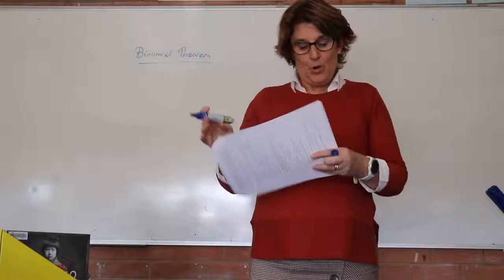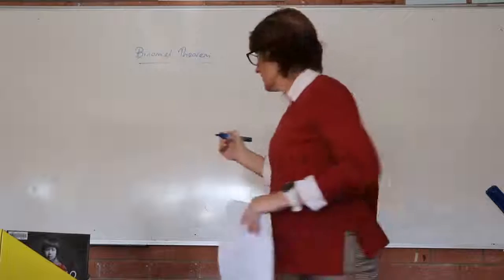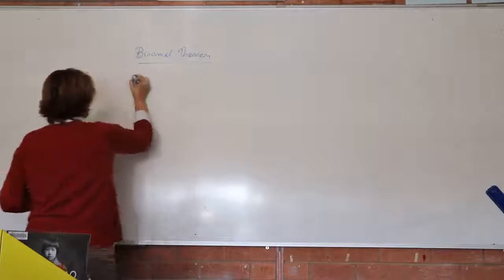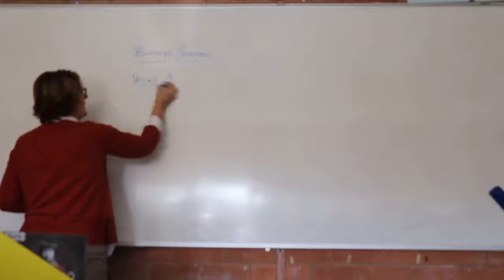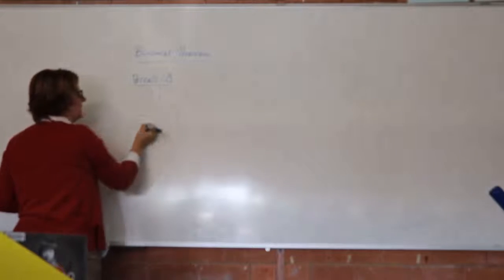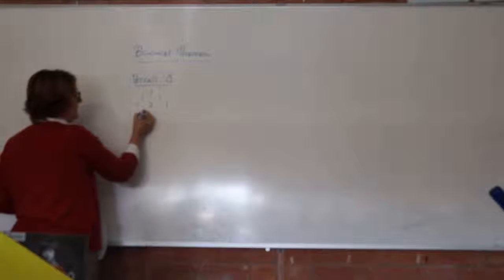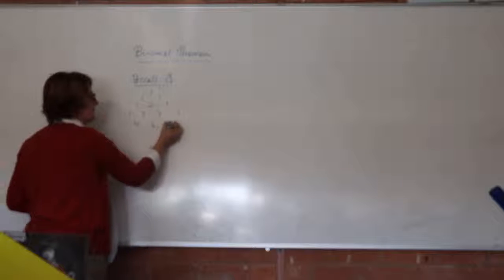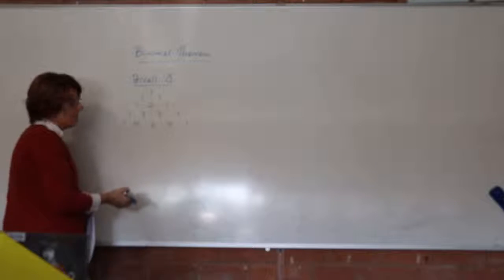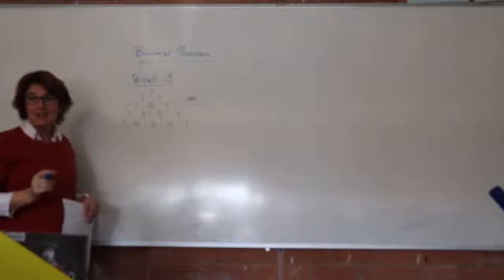So, what did we start with in our binomial theorem? Pascal's triangle. And remember that's 1, 1, 1, 1, 2, 1, 1, 3, 3, 1, 1, 4, 6, 4, 1, etc. And what did that connect to in terms of our nCr notation?